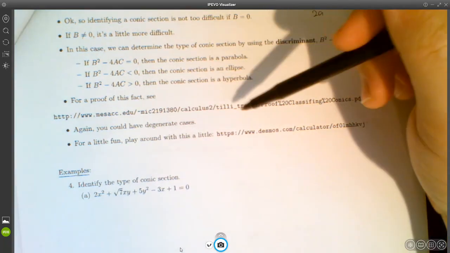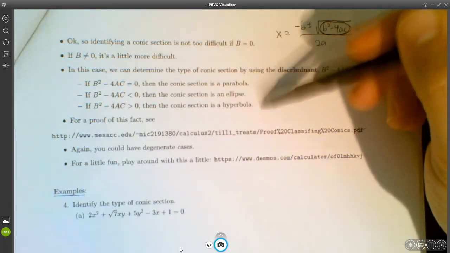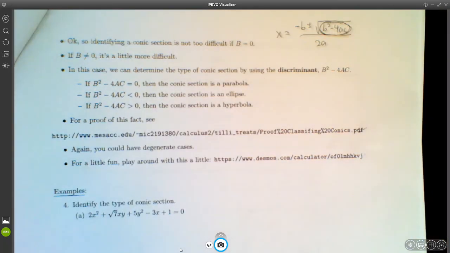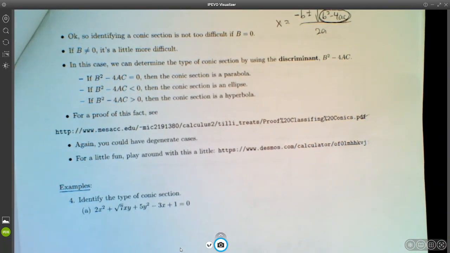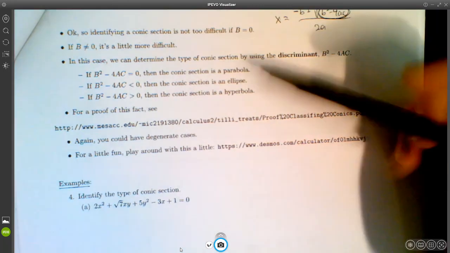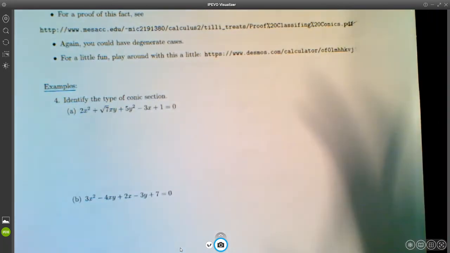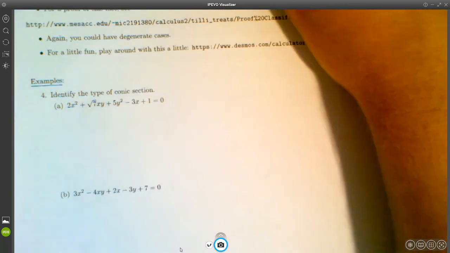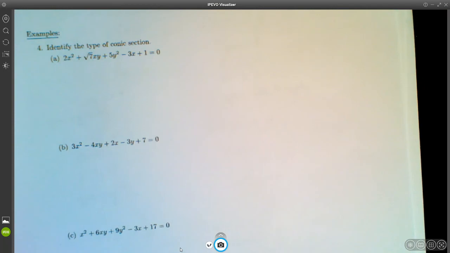So hopefully, looking at that animation in Desmos kind of convinces you that, yeah, this discriminant really does tell us what we've got going on, even if b is present. So if your b term is missing, you can tell what you have without having to look at the discriminant. But if b is there, right, if b is not equal to 0, then the discriminant is how you identify the conic section.